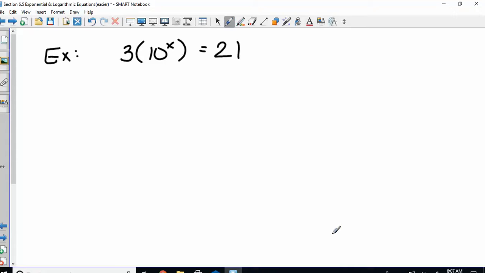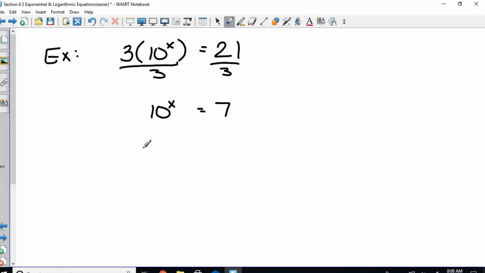Can you multiply that 3 and 10? Think order of operations. Parentheses, exponents come before multiplying. So I can't multiply here. What should I do with my 3 instead? Divide by 3. So that gives me 10 to the x equals 7. And then we talked about adding our log. You can add either one.